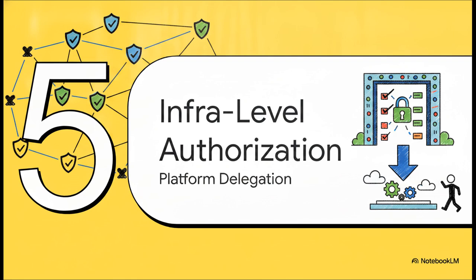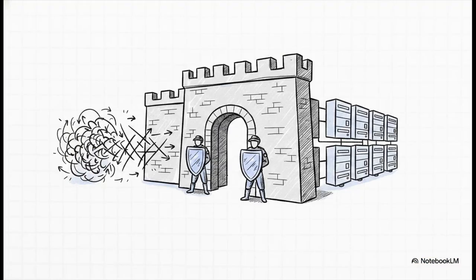Next up, Section 5, Infrastructure-Level Authorization. So, we've talked about writing security logic into the app, but there is a second, more modern approach to plugging the zero-trust gap. This approach takes the burden of responsibility completely away from your application developers and delegates it to the platform. Here we are looking at API gateways, like Kong or Apigee, and service meshes, like Istio or Linkerd.